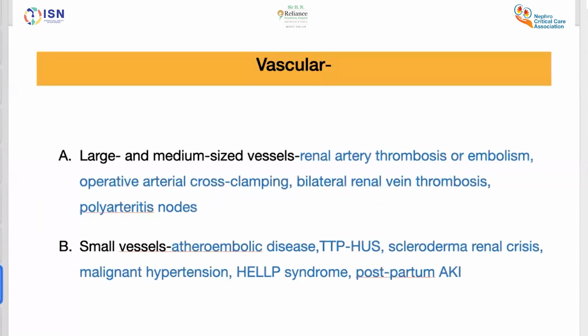Then intrarenal or intrinsic AKI. This is again divided into vascular, glomerular, tubular, and interstitial. Vascular causes in intrinsic renal kidney injury include large or medium-sized vessel diseases like renal artery thrombosis or embolism, operative arterial cross-clamping as in transplant patients, bilateral renal vein thrombosis, or polyarteritis nodosa. Or small vessel diseases like atherosclerotic diseases, thrombotic thrombocytopenic purpura, scleroderma renal crisis, malignant hypertension, HELLP syndrome, or postpartum AKI.